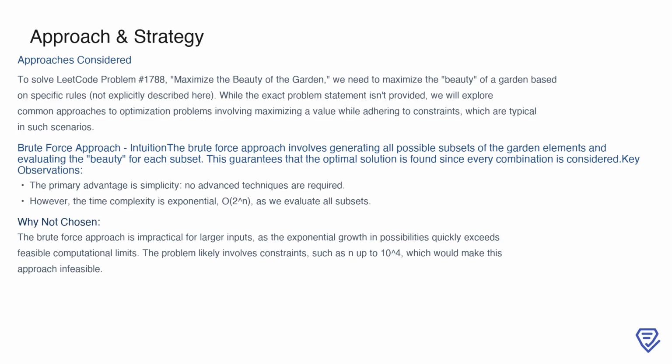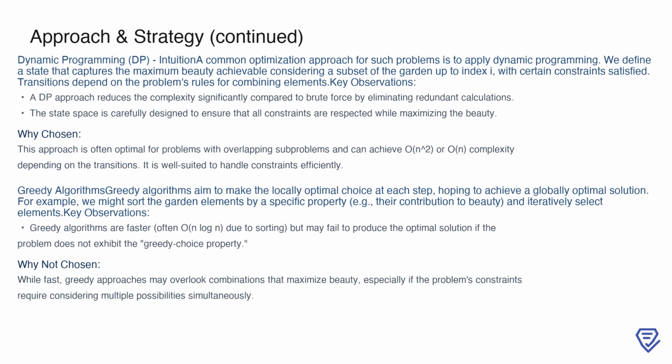Despite its simplicity and lack of advanced techniques, the brute force method is ruled out due to its inefficiency for large-scale problems. Instead, we must explore more refined strategies that can handle such constraints effectively while maintaining accuracy. Dynamic programming emerges as a more feasible approach for this type of optimization problem. Here, we define a state that represents the maximum beauty achievable for a subset of garden elements up to a particular index, ensuring that all constraints are satisfied.